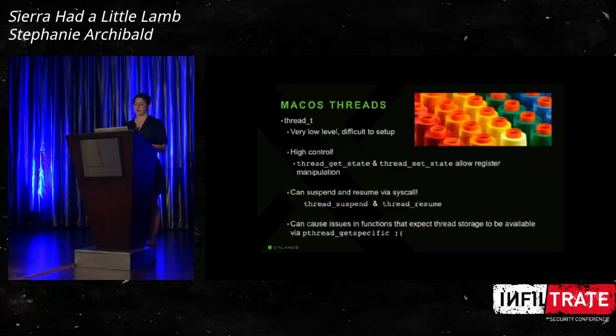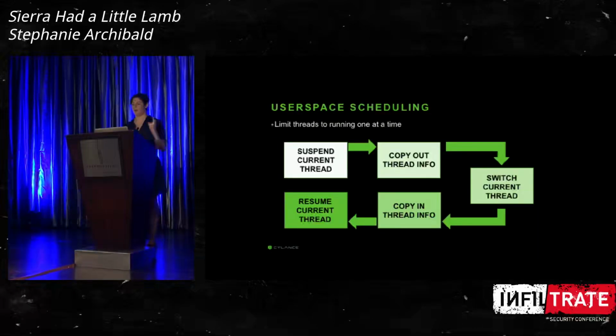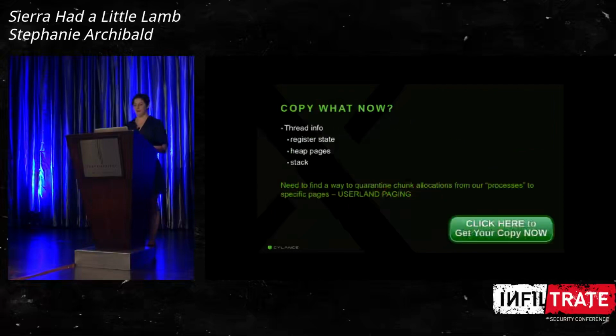So a couple of slides ago I just said, copy out thread info and copy in thread info. What I was talking about is the register state, any heap pages that are associated with the thread, and the stack associated with the thread. Which means that we need a way to determine which chunk allocations are associated with our process and not to the host process, yeah?